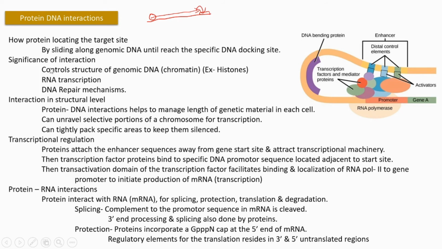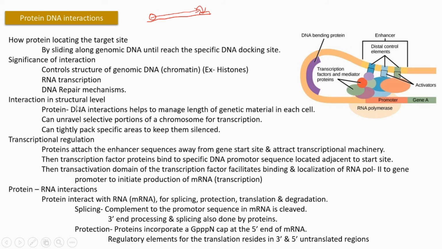Next, the significance of this type of interaction. What is the role of this type of interaction? Through this type of interaction, it can control the structure of genomic DNA. Also, it can regulate transcription. From the DNA, RNA is transcribed. The transcription is also regulated through this protein and nucleic acid or DNA interaction, and also in the DNA repair mechanism. In that also, this type of interaction plays an important role.